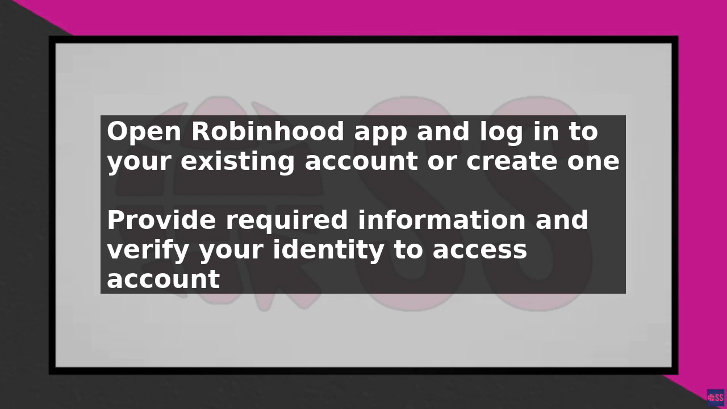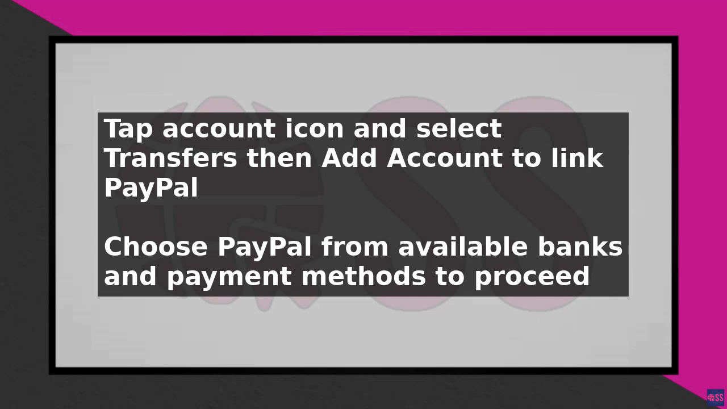Then tap Transfers. Select Add Account and choose PayPal from the list of available banks and payment methods. You will be redirected to the PayPal login page where you enter your PayPal email and password to authenticate. After authenticating, you will be asked to authorize Robinhood to link to your PayPal account.